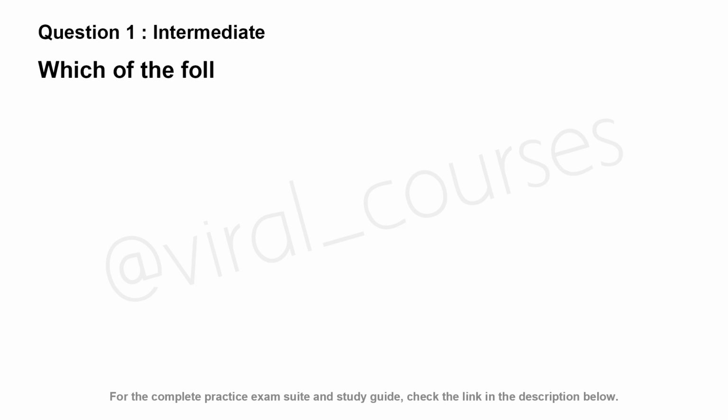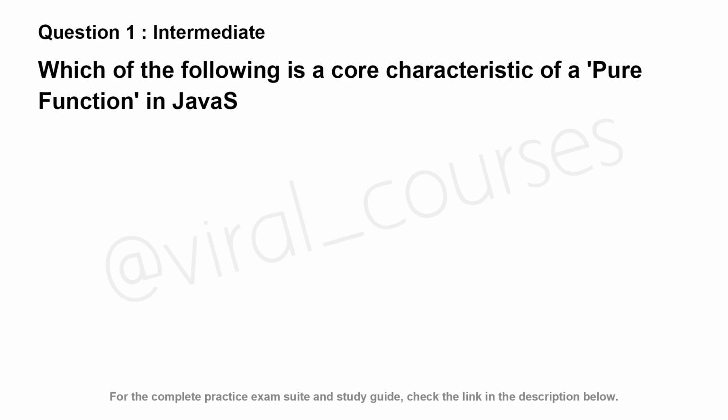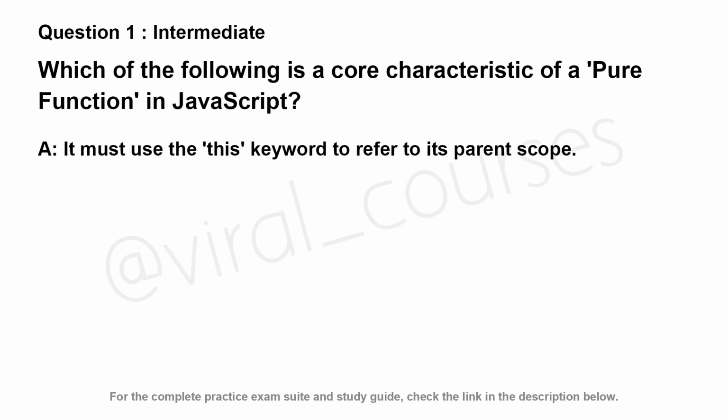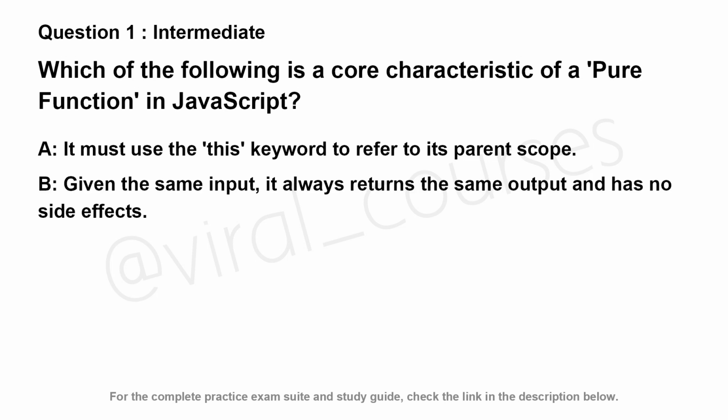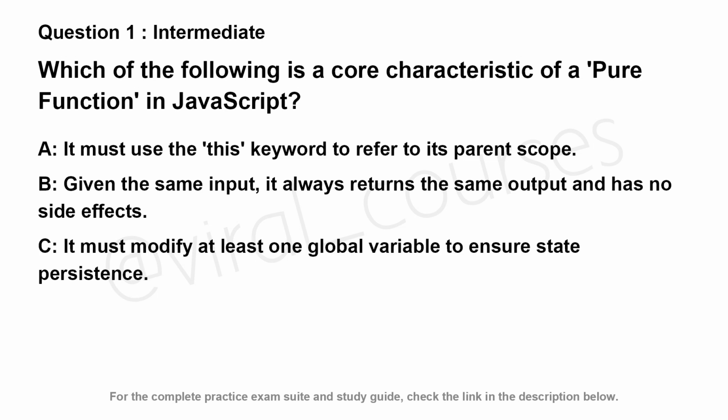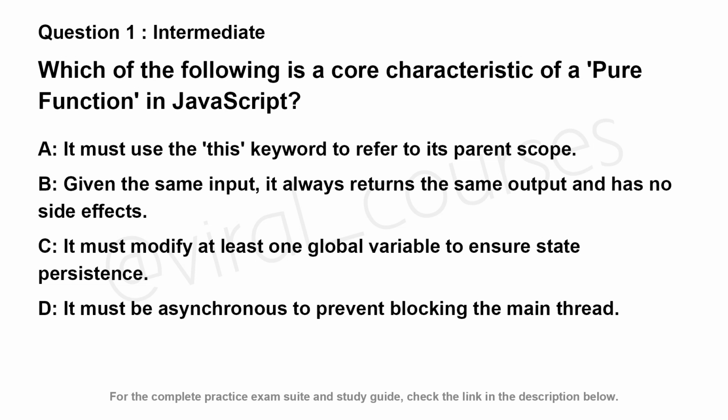Which of the following is a core characteristic of a pure function in JavaScript? Option A. It must use the this keyword to refer to its parent scope. Option B. Given the same input, it always returns the same output and has no side effects. Option C. It must modify at least one global variable to ensure state persistence. Option D. It must be asynchronous to prevent blocking the main thread.